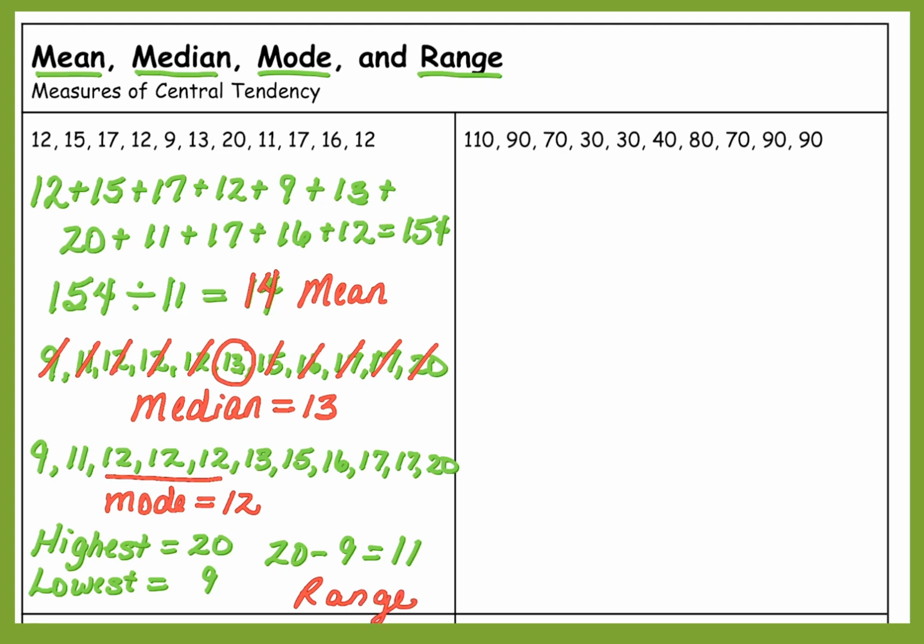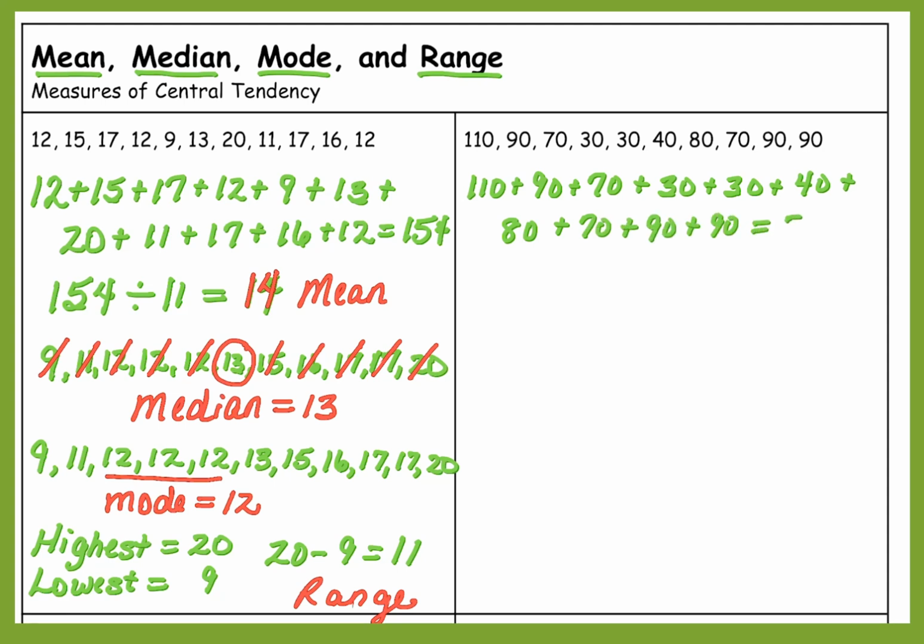Now let's take a look at this second data set. We started off just the same way because we want to find the mean of the data set. So the first thing we do is add up all of the numbers. 110 plus 90 plus 70 plus 30 plus 30 plus 40 plus 80 plus 70 plus 90 plus 90. That gives us a total value of 700.